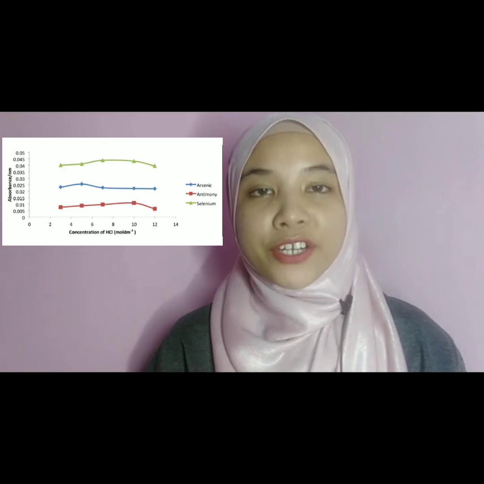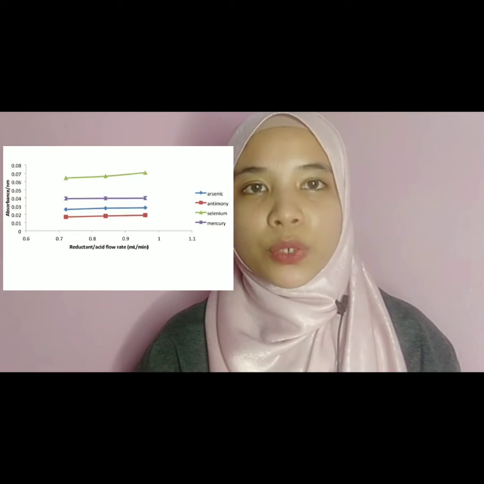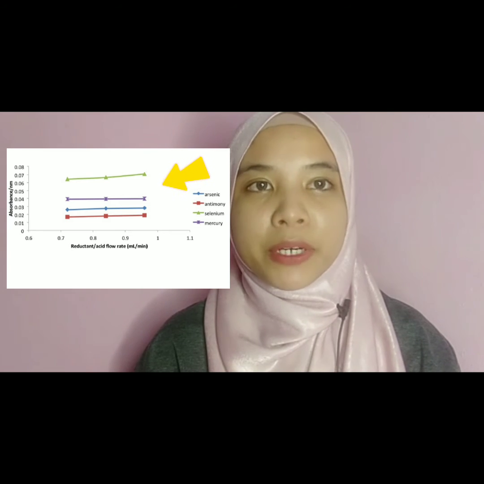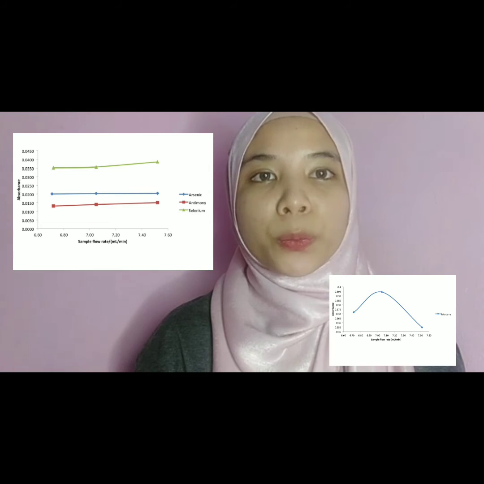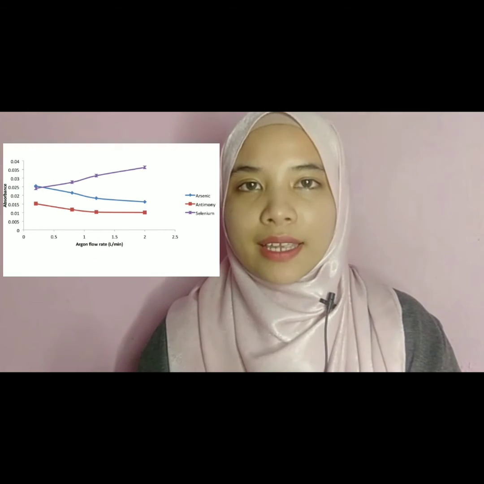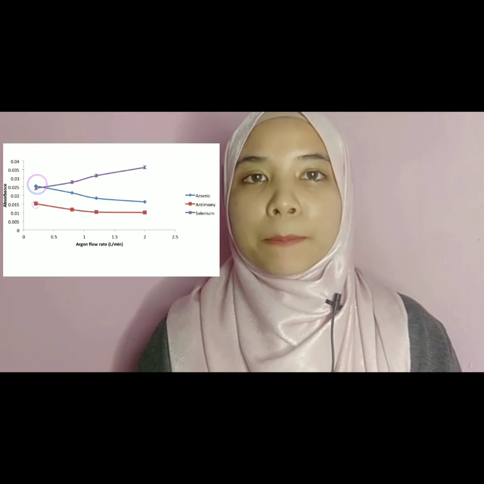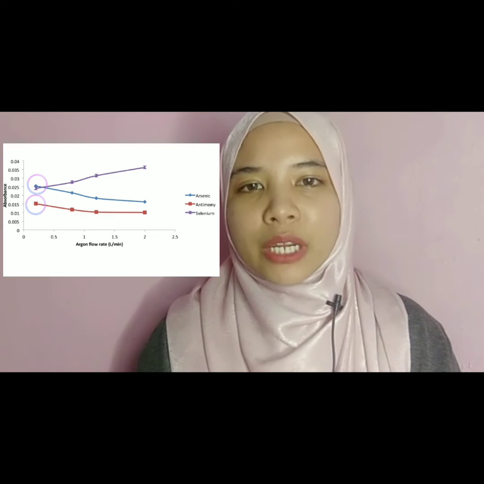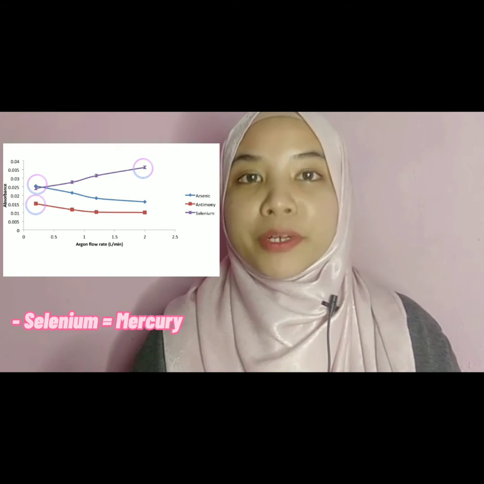The optimal acid condition was found to be 5 molar hydrochloric acid for arsenic, while 10 molar hydrochloric acid for antimony and selenium. The optimal flow rate for the reductant and acid for all metals was found to be 0.96 ml per minute. The maximum signal was obtained for all sample flow rates in the range of 6 to 7 ml per minute. The optimum argon flow rate for arsenic and antimony was 0.2 ml per minute, while for selenium and mercury was 2.0 ml per minute.